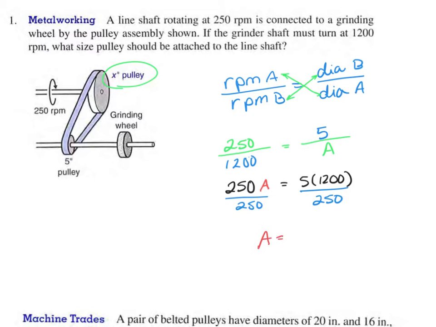A is equal to, so I've got to get my calculator out. In my calculator, I'm going to do 5 times 1200, and then I divide by the 250. And so my A is 24 inches. So the bigger diameter, which is 24 inches, is going to have a lower RPM than the smaller diameter to be able to keep up.